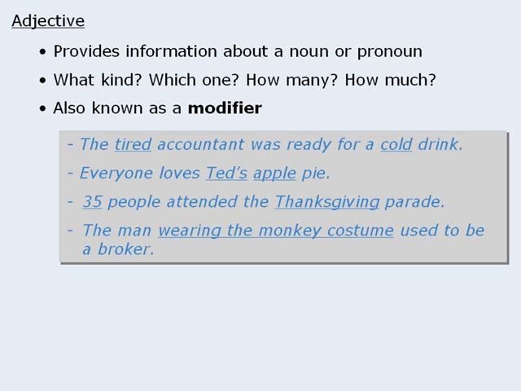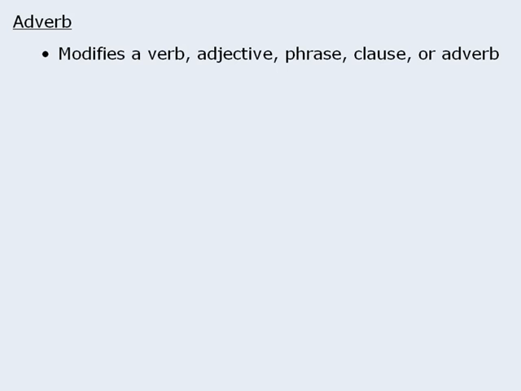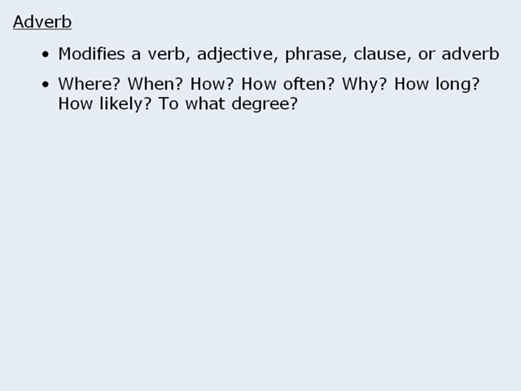Okay, the next part of speech to discuss is the adverb. An adverb is a word that modifies a verb, an adjective, a phrase, a clause, or another adverb. In a nutshell, we can pretty much say that if a word modifies something other than a noun or pronoun, then that modifier is probably an adverb. Now, an adverb typically answers one or more of the following questions: where, when, how often, why, how long, how likely, and to what degree.